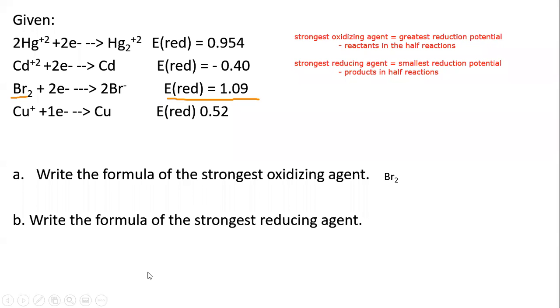Now for the strongest reducing agent, we're looking for the one with the smallest reduction potential, and that's going to be negative 0.4. But remember, reducing agents are going to be the products of the half reactions. So the strongest reducing agent would be cadmium. So cadmium is the strongest reducing agent. Again, oxidizing agents are going to be the reactants in the reduction half reactions. Reducing agents are going to be products in the reduction half reaction.